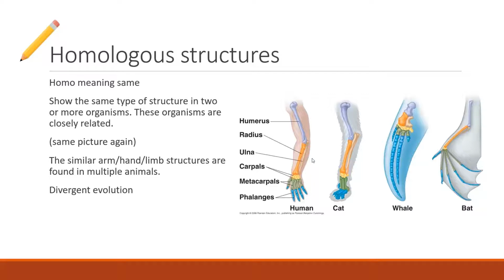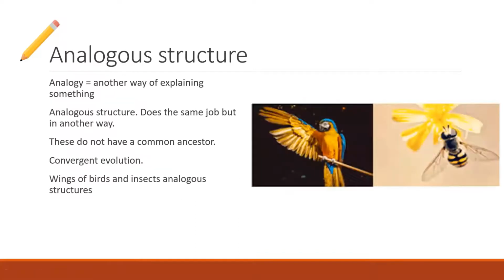All right, the next type of structure is called an analogous structure. Now, if you know what an analogy is, you probably can start to figure out what an analogous structure is. An analogy is another way of explaining something. So an analogous structure does the same job, but in another way. These do not have common ancestors, and they're examples of convergent evolution.